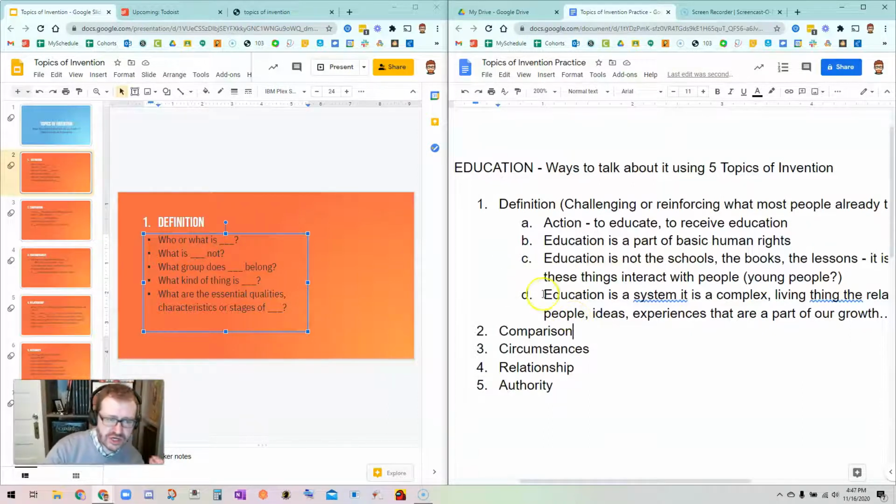So definition is about understanding what something is, what it isn't, what it fits into, what makes it exist. It's not a cut and dry, this is the definition, because language is organic.